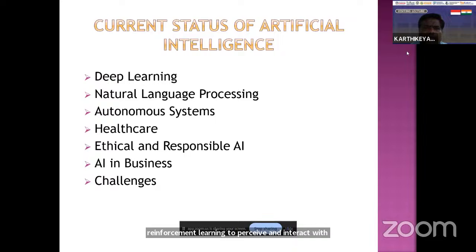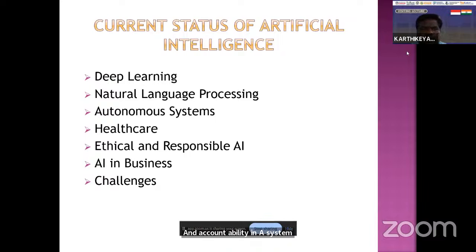And next, the current state of AI is ethical and responsible AI. This is the growing awareness about the ethical implications of AI, leading to efforts to ensure fairness, transparency, and accountability in AI systems.